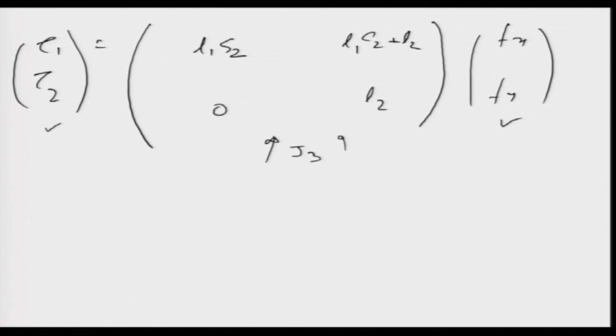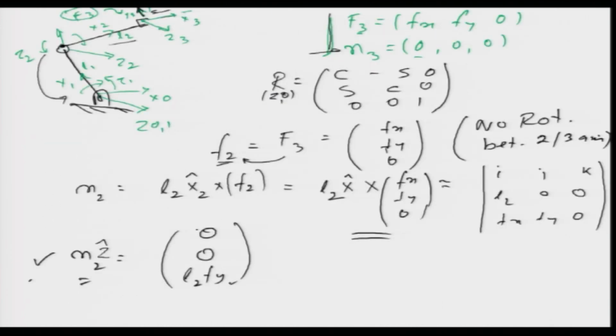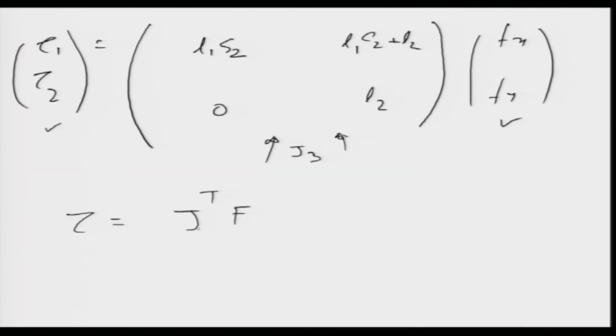So, basically what we are trying to see here is that the relationship between the end effector force and the joint torques is given by this relation: tau is equal to J transpose into the end effector force, which is F. Now, something to note here which is very important is that in this particular example the forces were expressed in the third frame, and hence the Jacobian that we found is also in the third frame.